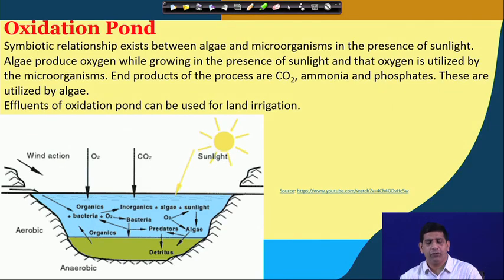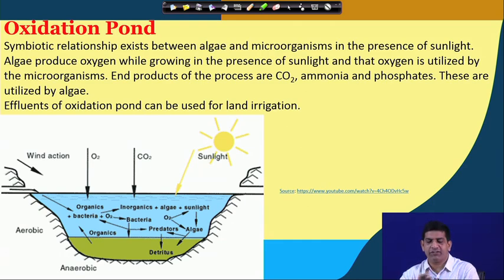Rather than doing the activated sludge process, people also go for an oxidation pond, where we take advantage of the symbiotic relationship between the algae and the microorganisms in the presence of sunlight. Algae will produce oxygen while growing in sunlight, because algae do photosynthesis. As part of photosynthesis, it will consume CO2 and produce oxygen, and that oxygen will be utilized by microorganisms to degrade the organic matter.